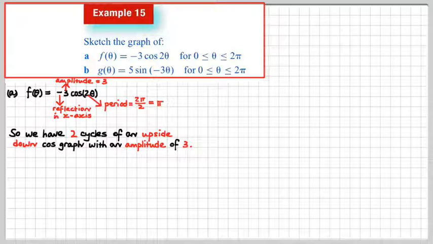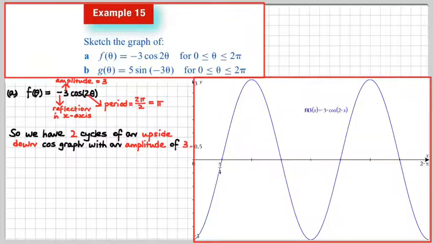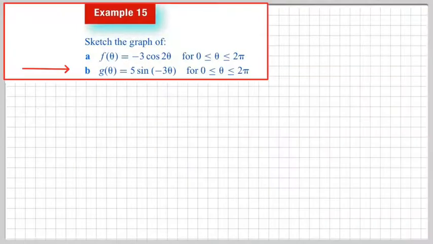Okay, let's do it. You ready? Here it comes, right? So therefore we've got that. There's 2 cycles of an upside down cos graph. There's some x-axis values for you, just to put it in perspective, and we've got it. Okay, let's do the next one, and we'll do this one now.